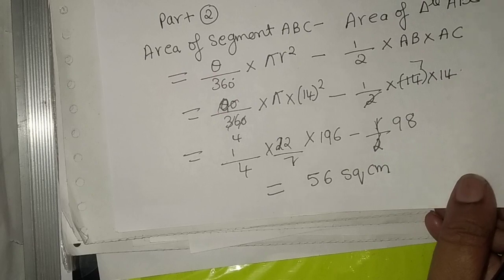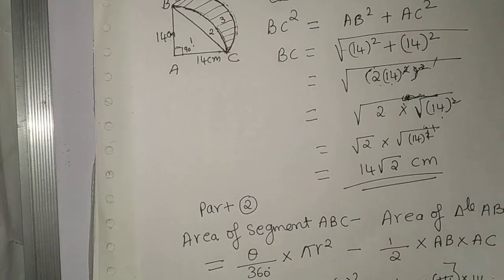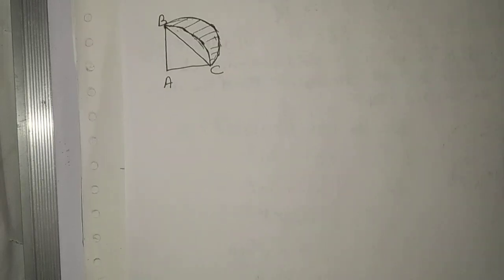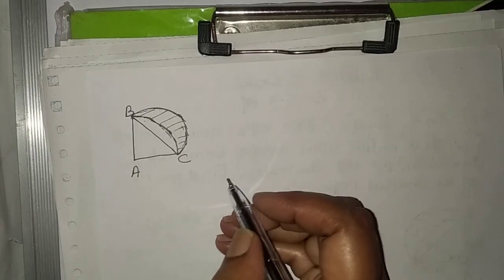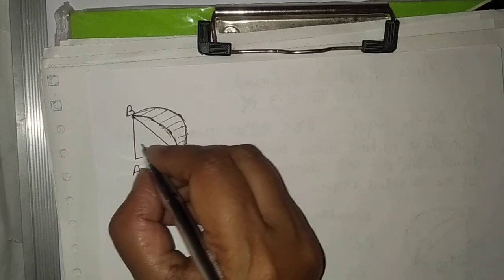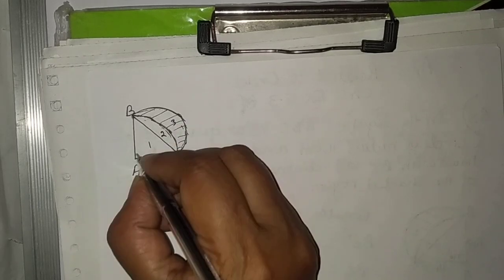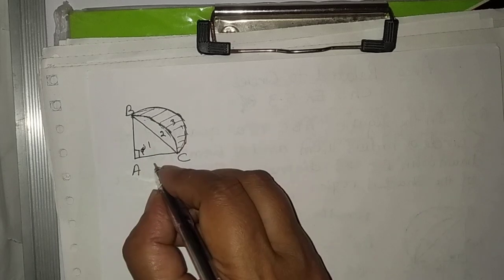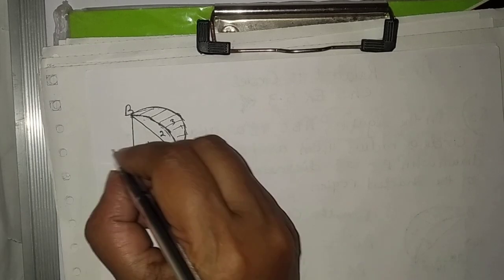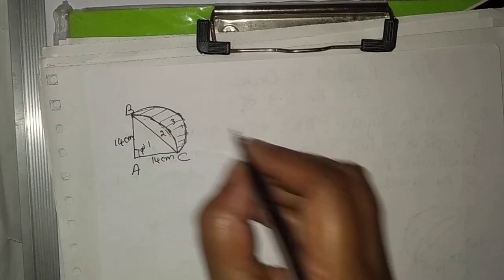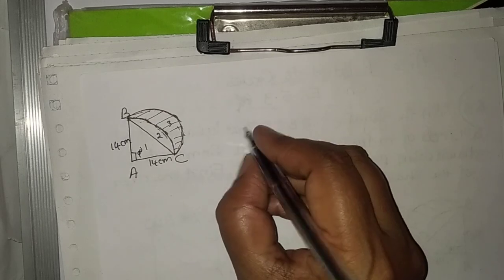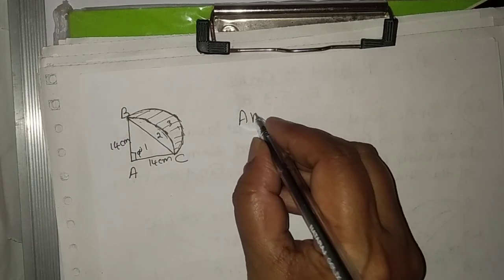So after this we move on to the next part. I've drawn the figure here. So the next part is the area of the shaded region. So this is 1, 2, 3. This is 90 degrees. This is 14 centimeters each. So next is the area of the shaded region.